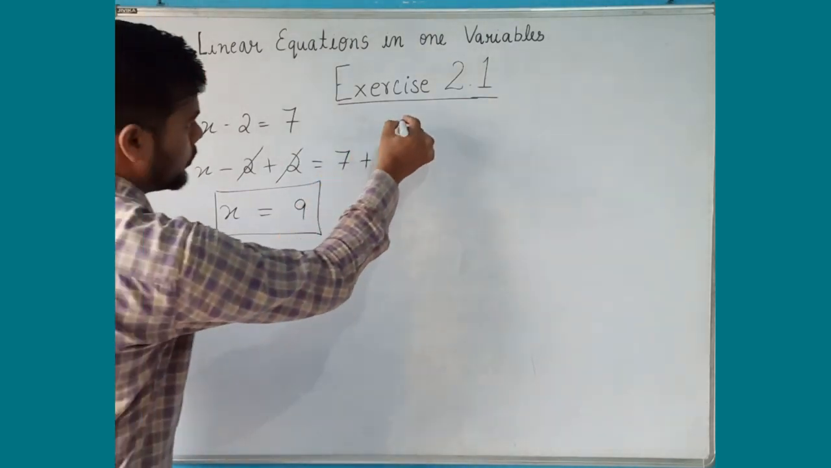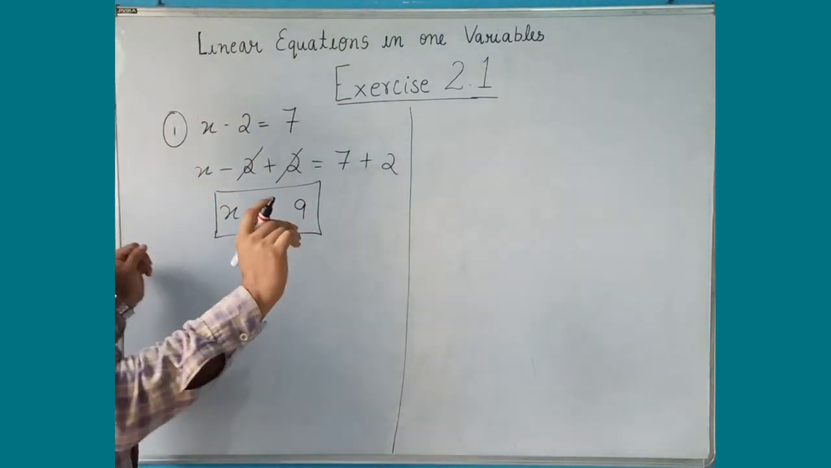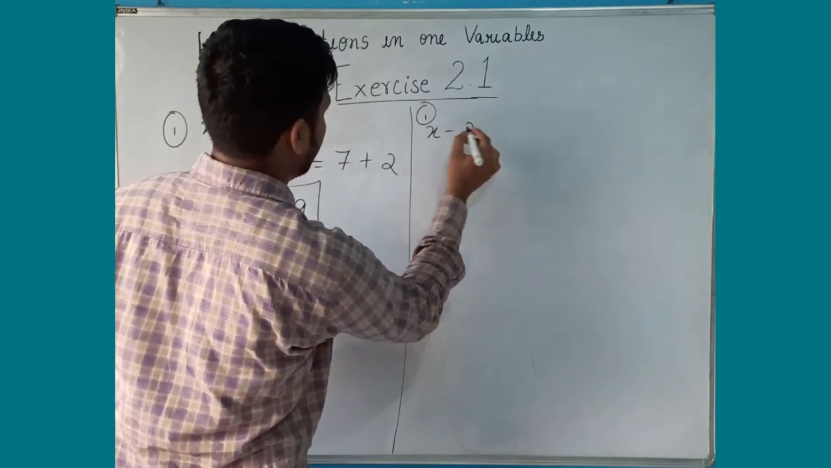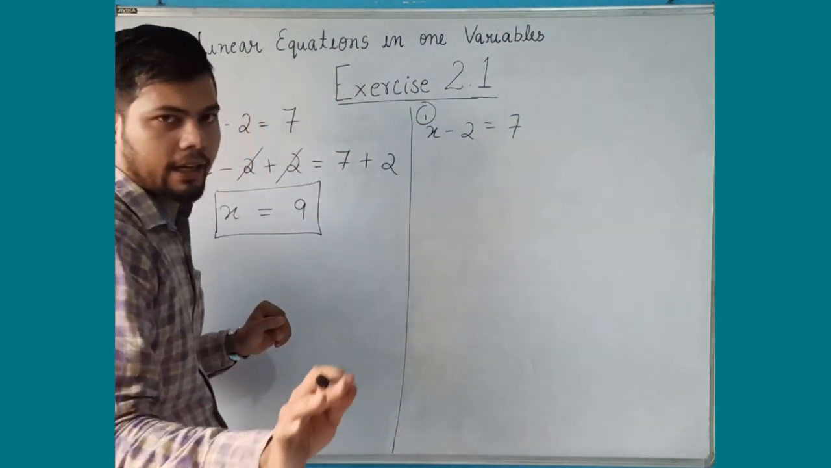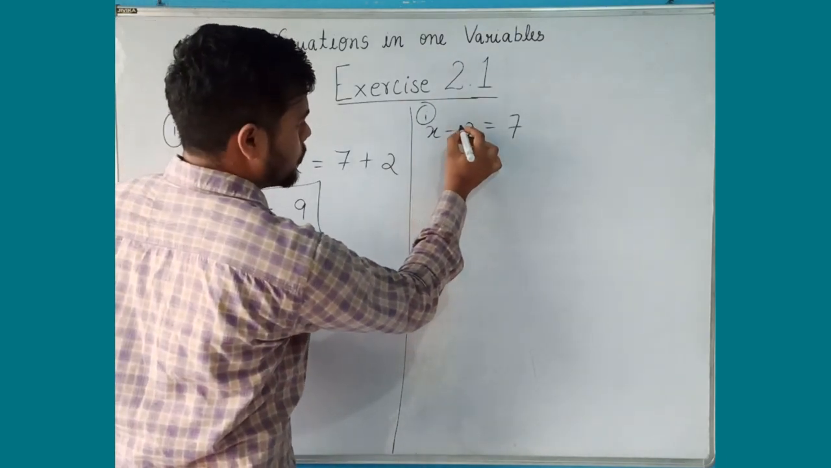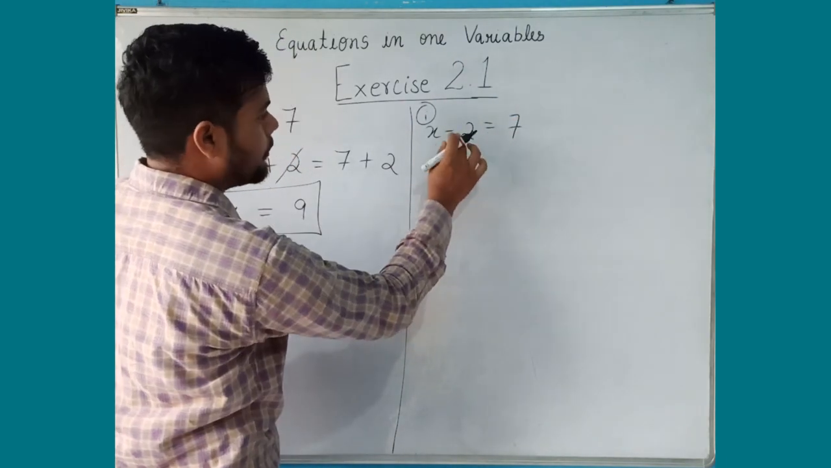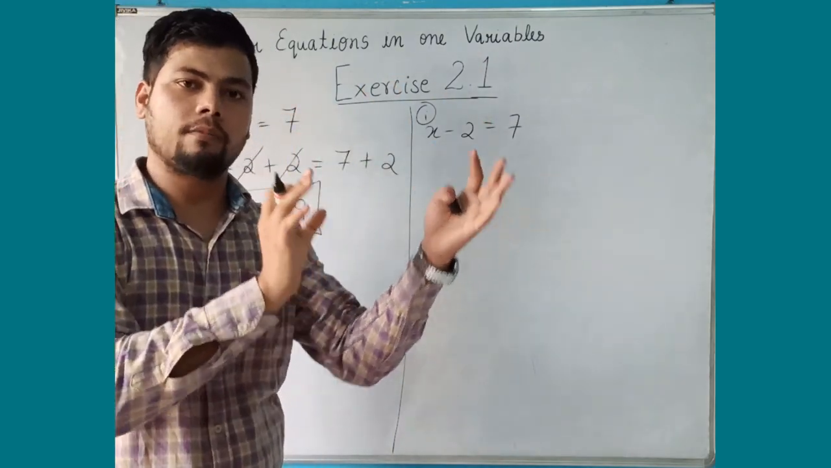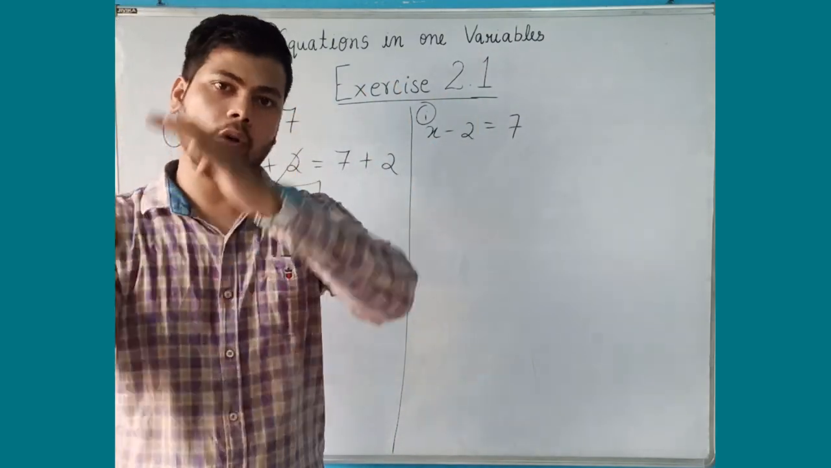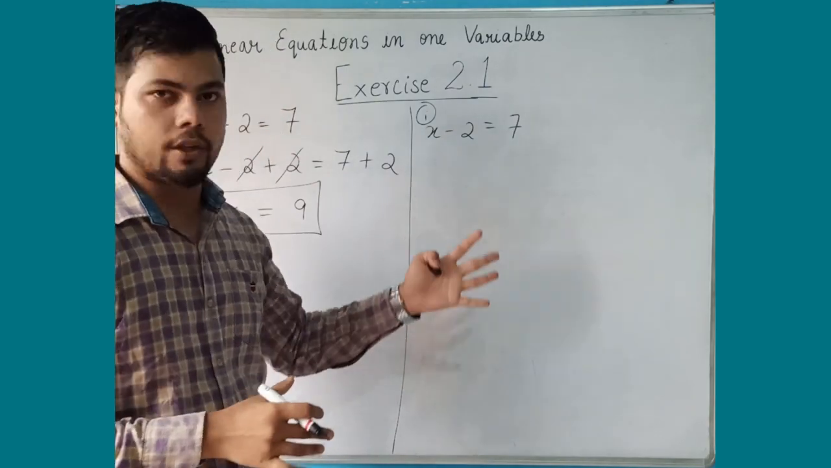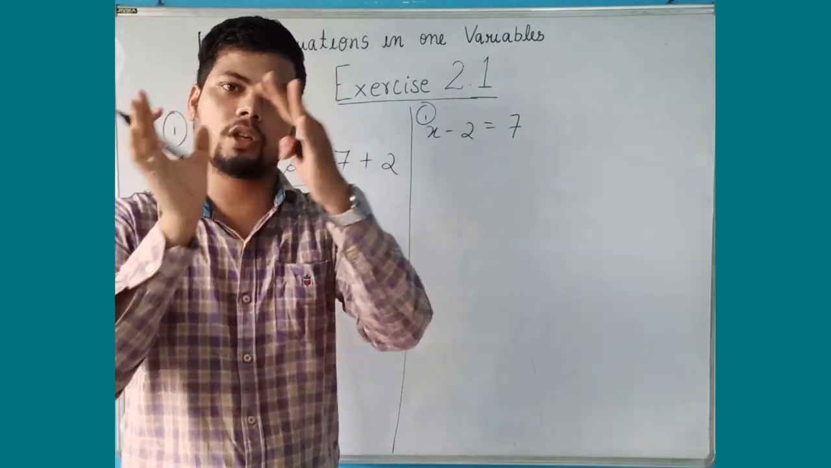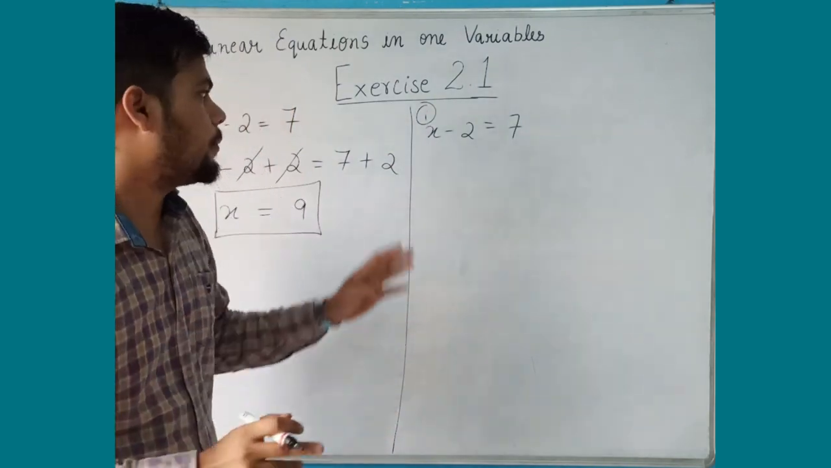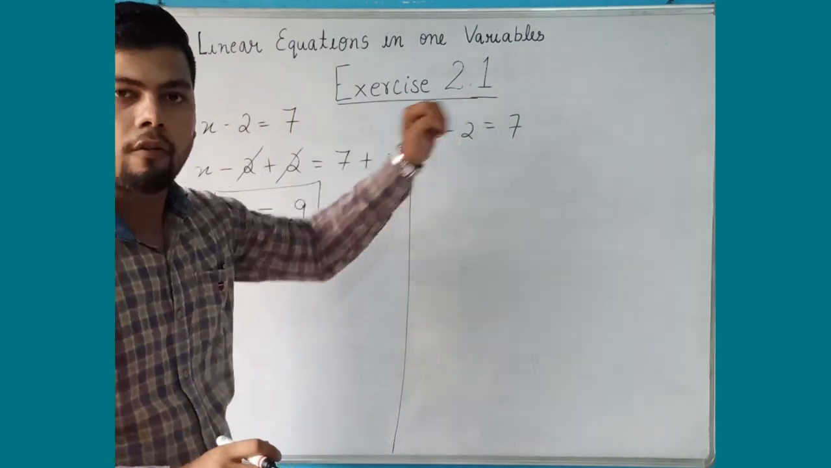So now I'll do this in another way. When you transpose something, if I have x minus 2 equal to 7, what I can do is transpose this minus 2 to the other part and it will become plus 2. See, whenever addition crosses the equal to sign, it becomes subtraction, and when subtraction crosses the equal to sign, it becomes addition. And the same goes with multiplication and division. Multiplication will become division and division will become multiplication while crossing the sign of equality.